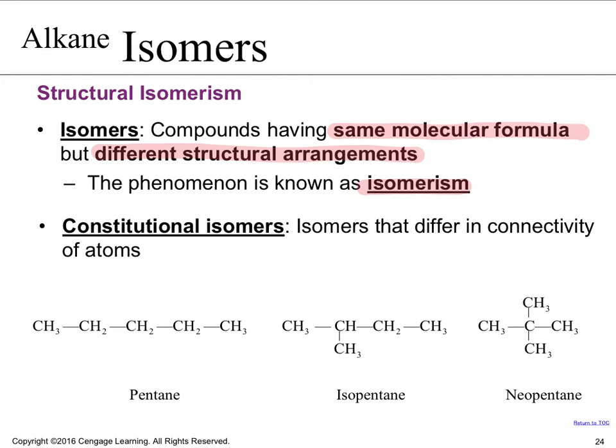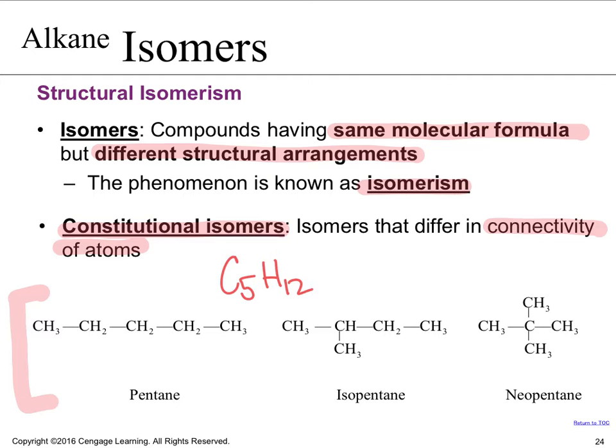So the specific type of isomers we're going to look at are called constitutional isomers. And this is then specifically those that are connected differently from carbon to carbon. So we have three examples here, or this is a set of isomers. If we look, all of these molecules have a chemical formula of C5H12.